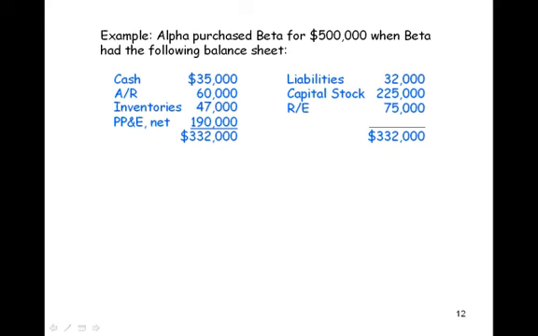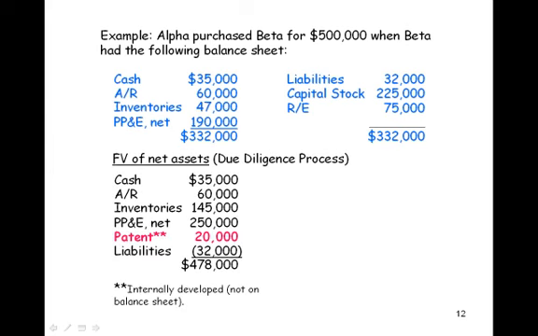Let's look at the following example. Alpha purchases Beta for $500,000. This begins the very long process of estimating the fair value of Beta's net assets. We'll assume that the book value and fair value for liabilities are the same. Let's examine 2 of the assets for clarification.